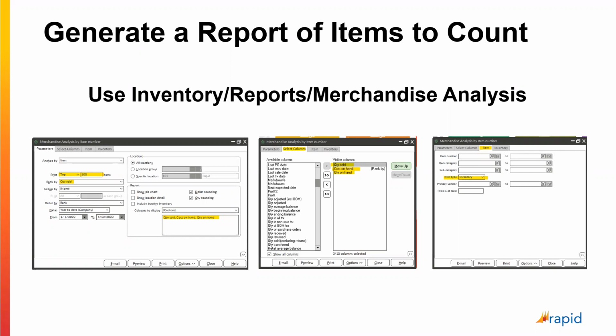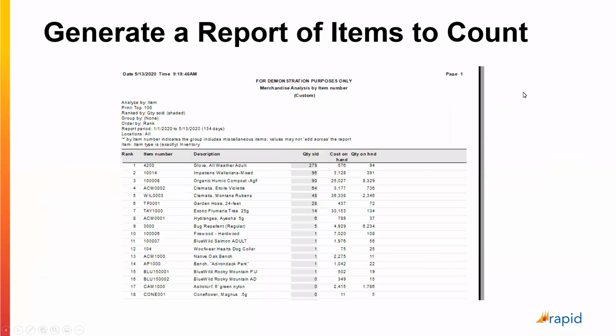And on the rightmost, this is the third tab in the same screen, the merchandise analysis screen. We want to make sure that we're looking for inventory items. Some places have items that are not inventory, like a bucket of candy, right? You don't inventory all of those. These are going to be items that you have marked as inventory items. Let's go to the next slide.